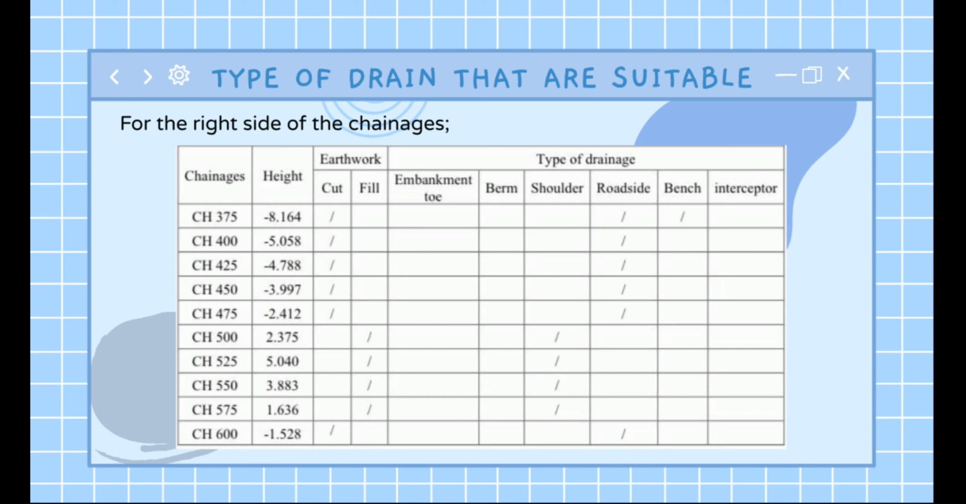From chainage 375 through to 475, we will do the cutting work. From chainage 500 to 575, we will do the filling work, and at chainage 600, we will do the cutting work again.